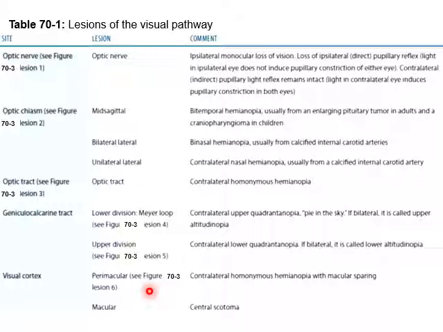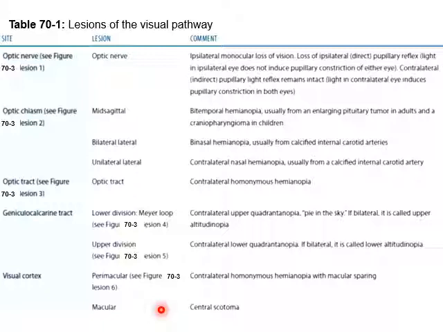When the perimacular area is affected, you will see contralateral, because what is in the visual cortex on one side will see everything on the opposite side. So it's called contralateral homonymous, because the halves of the field of both eyes are affected on the opposite side. If you are damaging the right visual cortex, you will get left homonymous hemianopia with macular sparing.